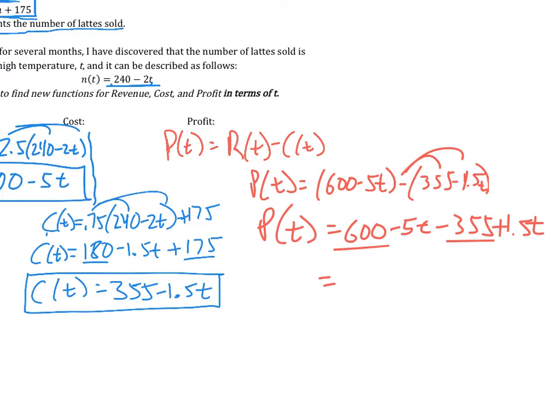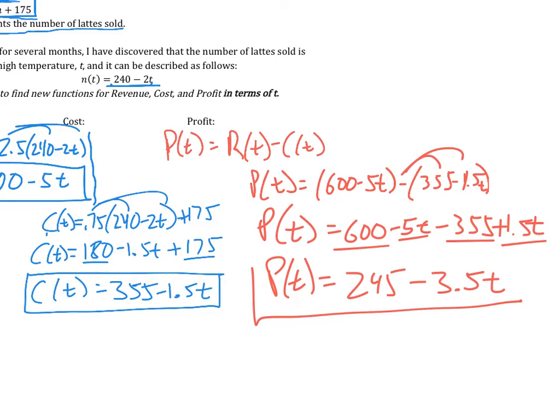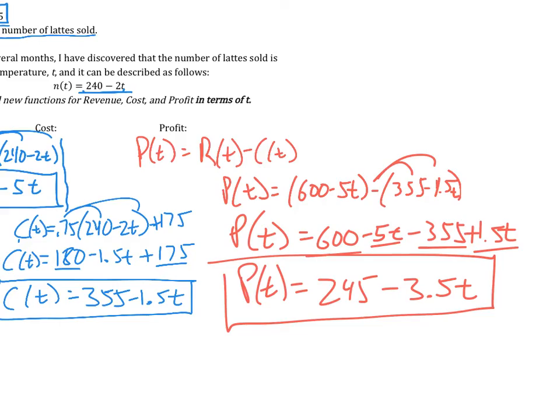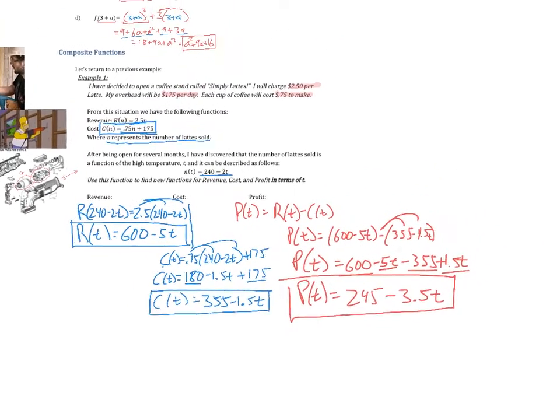Combine like terms, 245 minus 5t, that's minus 3.5t. Okay, all right, so there we have it. And so this is supposedly an equation that if I wake up in the morning and check the temperature on my weather app, I can know exactly how much profit I'm going to have at the end of the day.